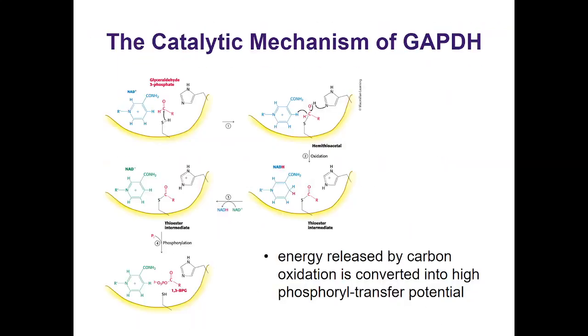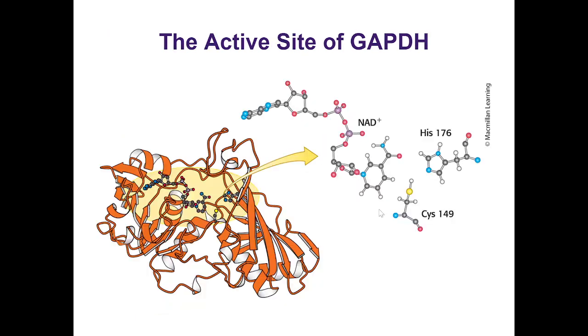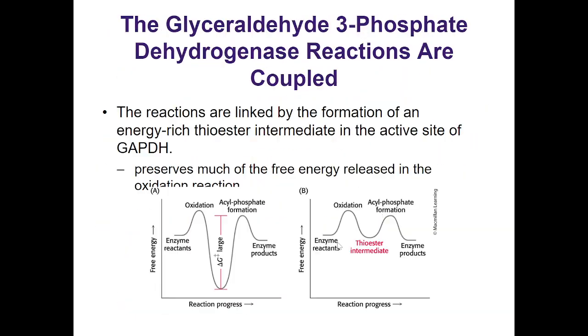Now, notice, by the way, that the energy for this carbon oxidation that we've performed is being converted at this final step into that high phosphoryl transfer potential. So we're taking the energy for the oxidation and putting it towards setting up a phosphoryl transfer, which is that sliding scale of which is higher energy and lower energy, right?